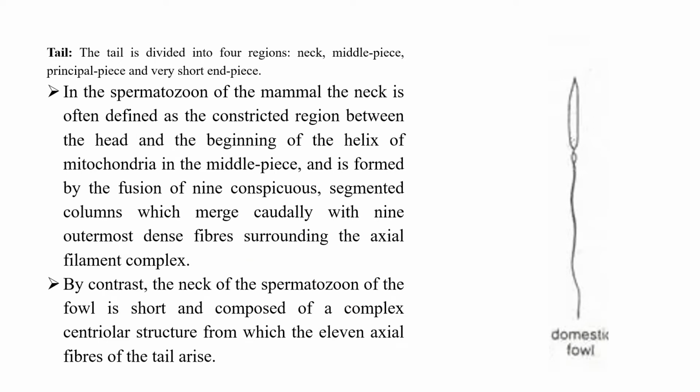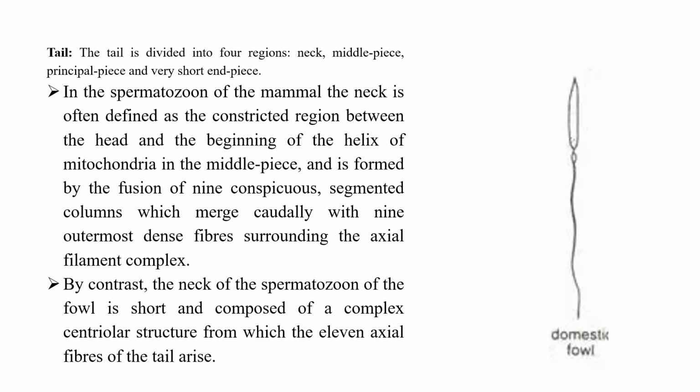The tail of the spermatozoa can be divided into four regions here: the neck, middle piece, principal piece, and very short end piece. In the spermatozoa of the mammal, the neck is often defined as the constricted region between the head and the beginning of the helix of mitochondria in the middle piece, and is formed by the fusion of 9 conspicuous segmented columns which merge caudally with 9 outermost dense fibers surrounding the axial filament complex.